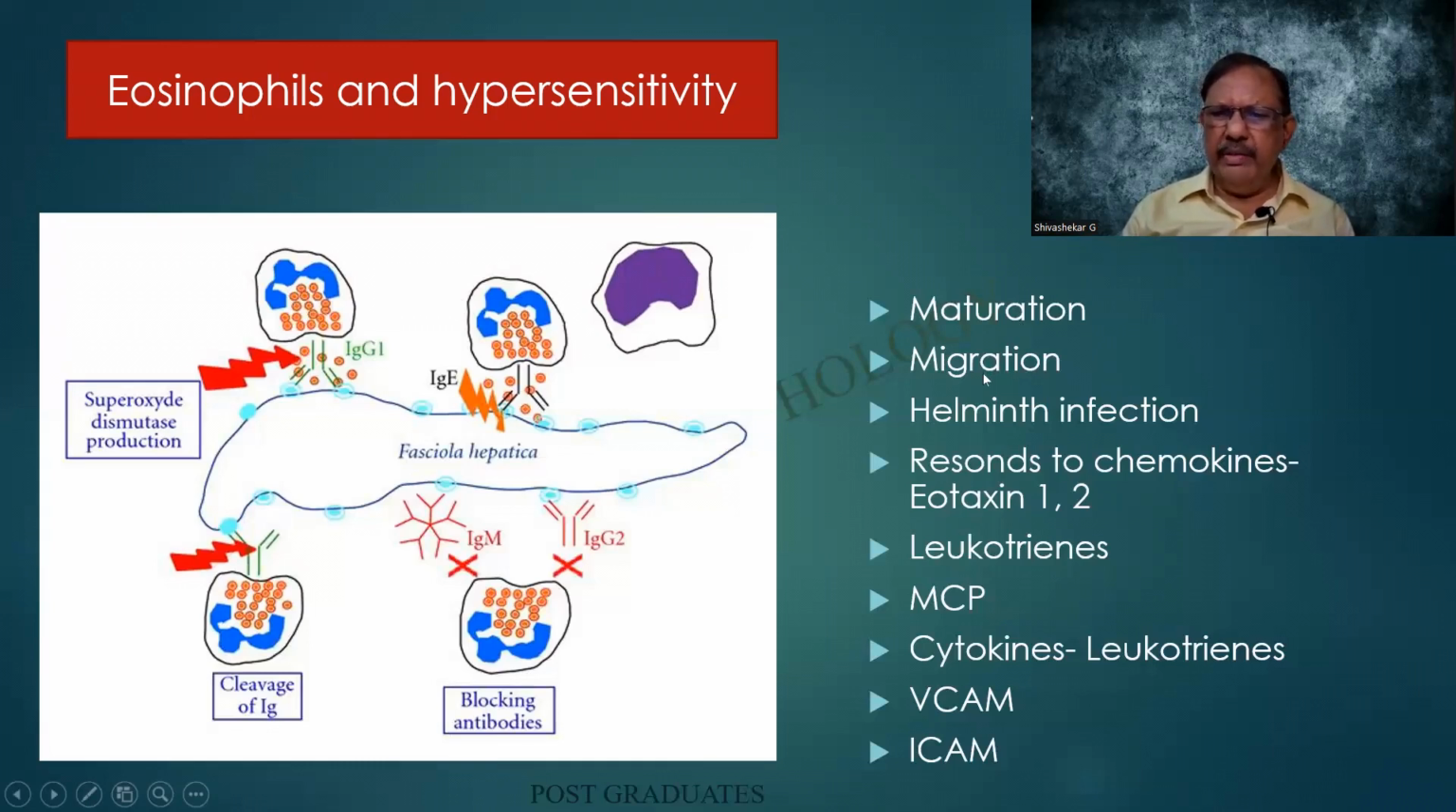There is a maturation, migration. Helminthic infection is there in most of us, but it is the long worms that are being immobilized by this. What is the response to chemokines such as eotaxin? What are the leukotrienes that are produced? Major cationic proteins, cytokines, vascular cell adhesion molecule, intercellular adhesion molecule.